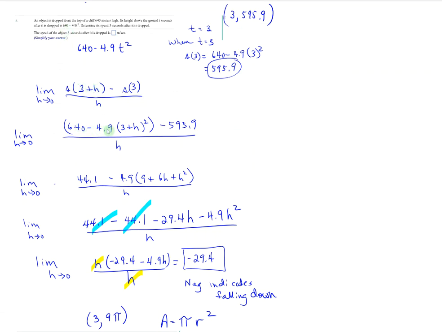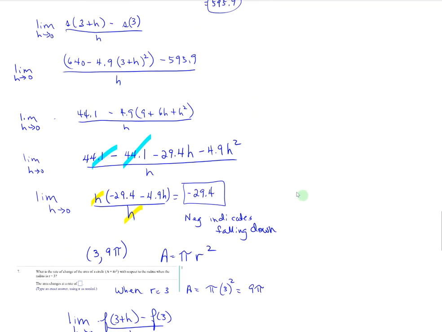640 minus 4.9 times 3 plus h squared. Okay, so that's this. 640 minus 4.9 times t squared, and there's our t, 3 plus h, minus an s of 3 was 595.9 all over h. So we clean this up on the top, do our math, and we end up with 44.1 minus 44.1, and these with h terms.